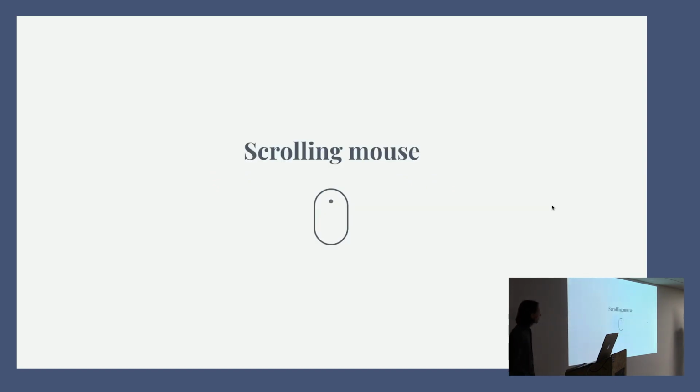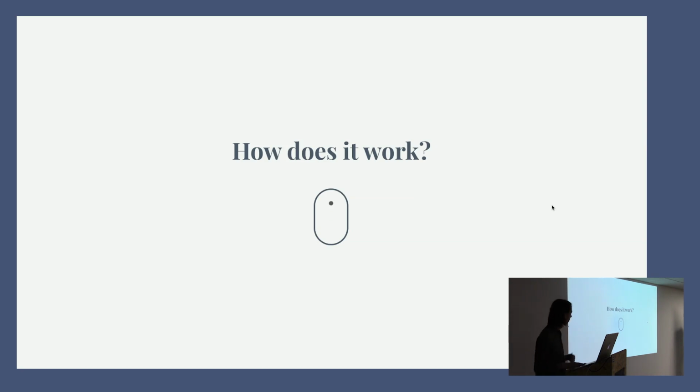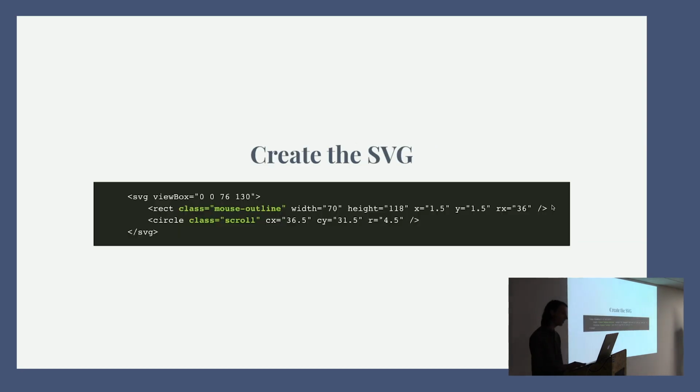So this is our first example using keyframes. This is a nice simple scrolling mouse. You've probably seen something very similar on many websites, possibly some that I've made. Usually sits at the bottom of a hero area or something like that. It indicates to the user that they need to scroll down. So how does this work?